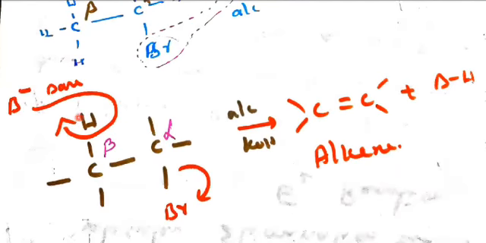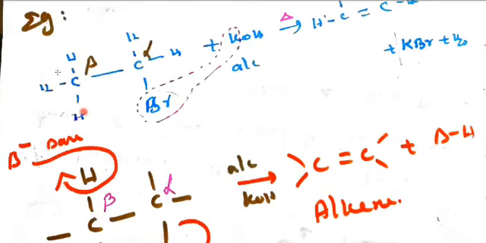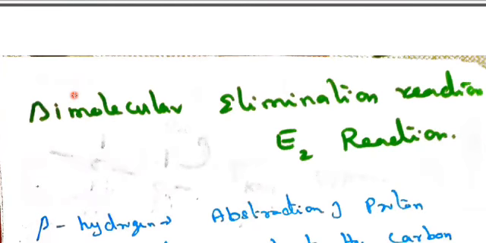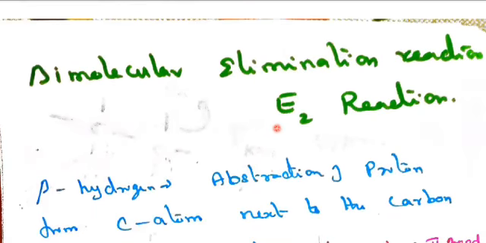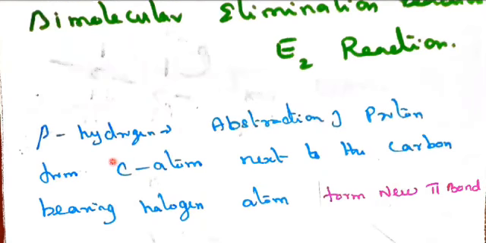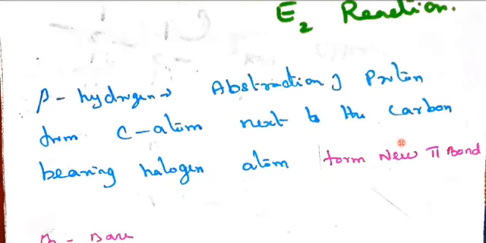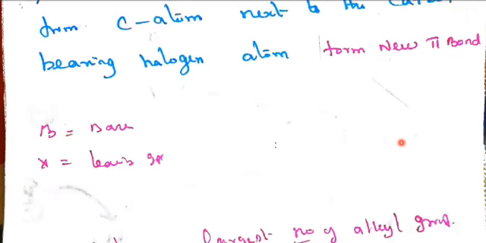Next, I have written the same thing: Br and abstraction of hydrogen. Not only this hydrogen, any one of the beta carbon's hydrogens can be abstracted. This is a bimolecular elimination reaction, E2, because it is bimolecular. Here, beta hydrogen abstraction, that is, abstraction of a proton from the carbon next to the carbon bearing the halogen atom, forms a new pi bond. B is called the base and X is any leaving group, maybe I minus, Br minus, Cl minus or F minus.